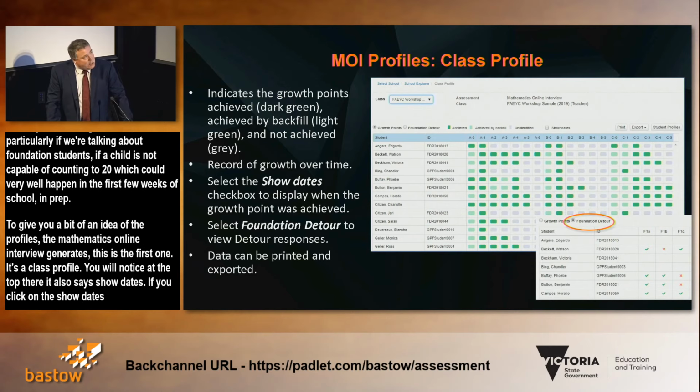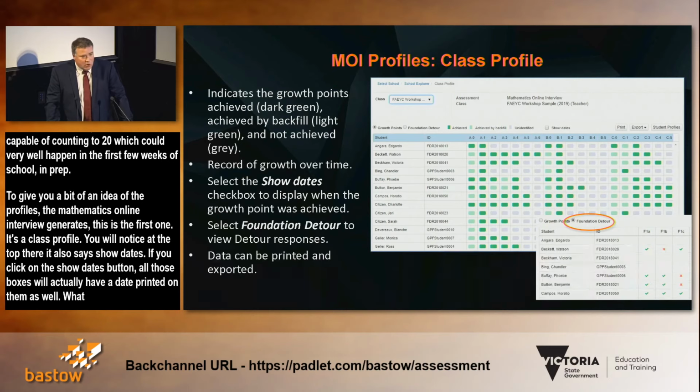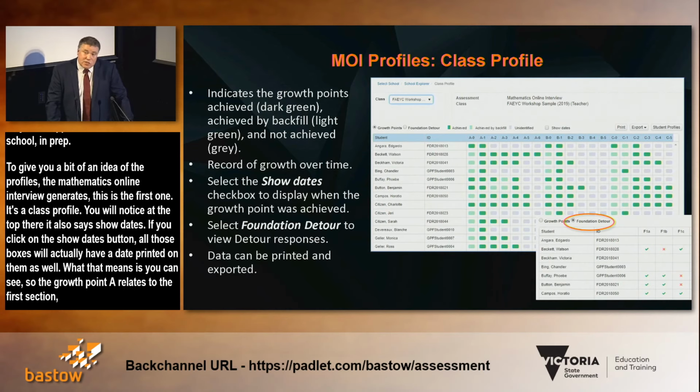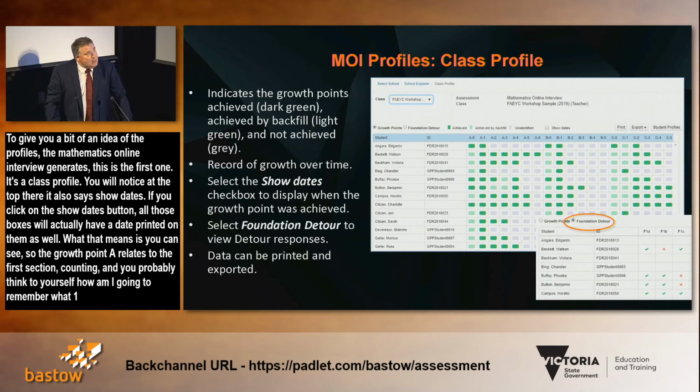If you click on the show dates button, all those boxes will actually have a date printed on them as well. What that means is you can see that growth point A relates to the first section, counting. And you're probably thinking to yourself, how am I going to remember what A1, A2 and A3 mean? If you hover over those, the tool actually shows you what those growth points are.